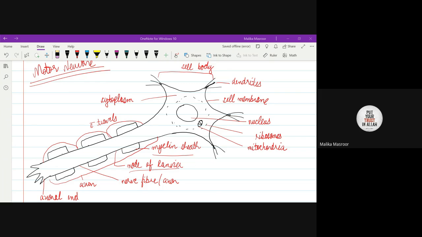Is the basic structure of a neuron clear? Apart from the placement of the cell body and all, everything is going to be the same. We're going to look at the sensory neuron later on, inshallah, and the relay neuron as well.